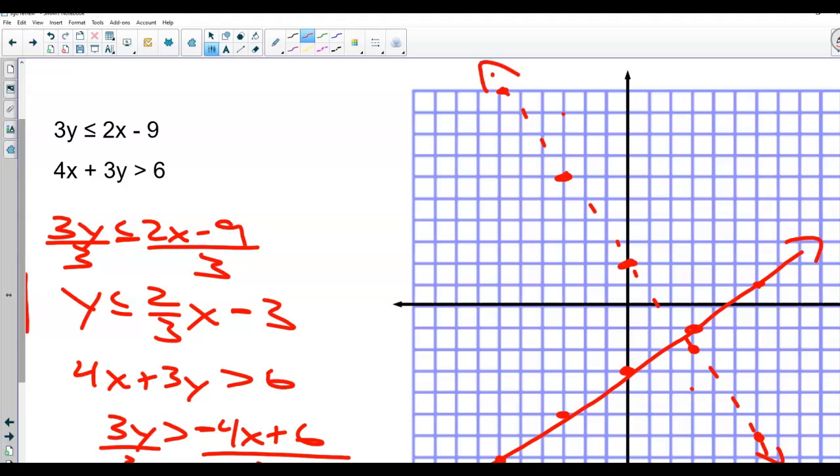And now I need to do my shading. 0, 0. So 3 times 0 is 0, 2 times 0 is 0, 0 minus 9 is negative 9. Is 0 less than negative 9? It's not. It makes a false statement, so 0, 0 makes this false. 0 is not less than negative 9. We shade away from the 0, 0.